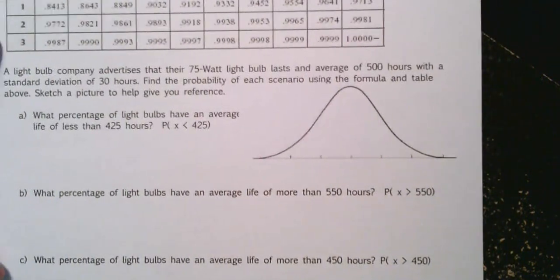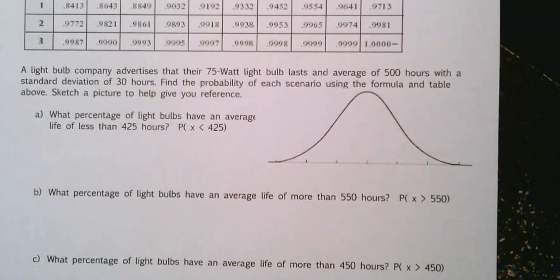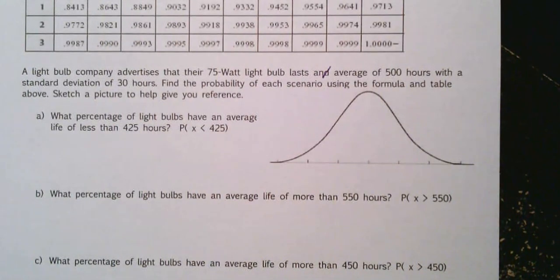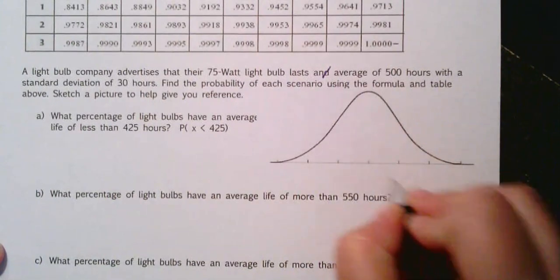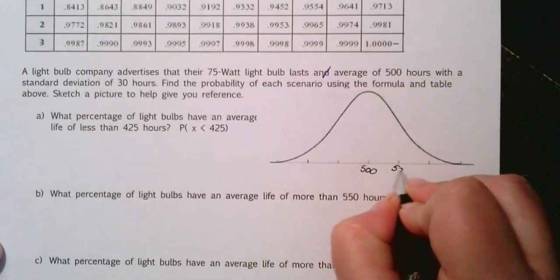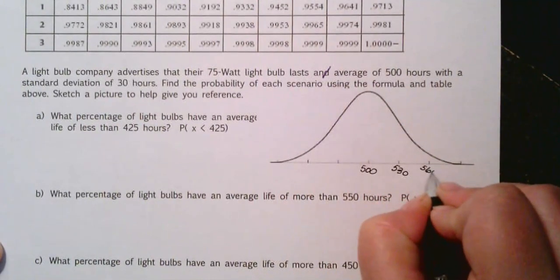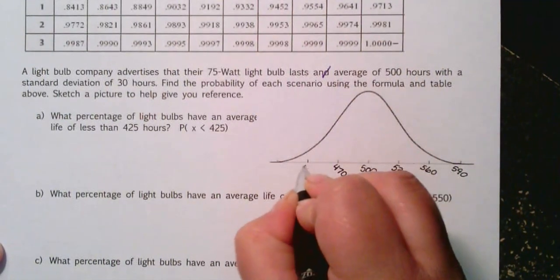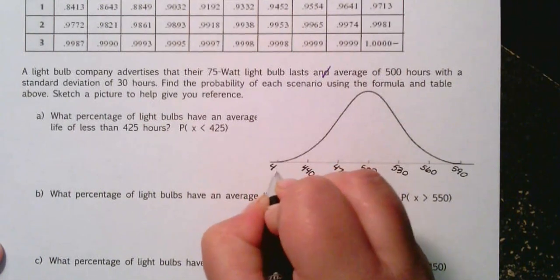All right, so let's go down here and try this problem. A light bulb company advertises that their 75-watt light bulb lasts an average of 500 hours with a standard deviation of 30 hours. Okay, so my pen is not doing too well, so let's see what happens when I try to trade. So average of 500, standard deviation of 30. I always do this first, because if the value I'm given is right on one of these numbers, that makes it so much easier, because I can use those standard percents that we've used before.